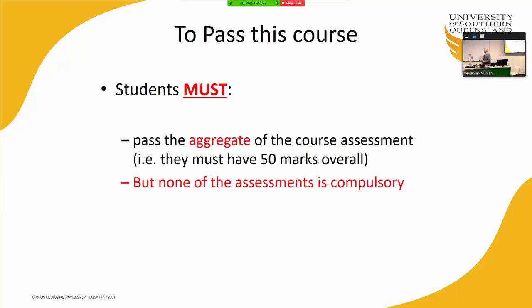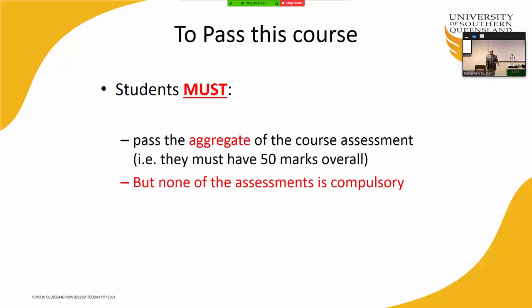Now, here's the contract we're going to have with each other in order, hopefully, to not be able to ever see you again doing this course. So, to pass this course, I want to make sure that you have an aggregate of 50 marks. What does that mean? It means that you don't have actually to pass any part of the assessment, but cumulatively, you need to get at least 50 marks. You can fail, for example, the final exam and still pass this course.